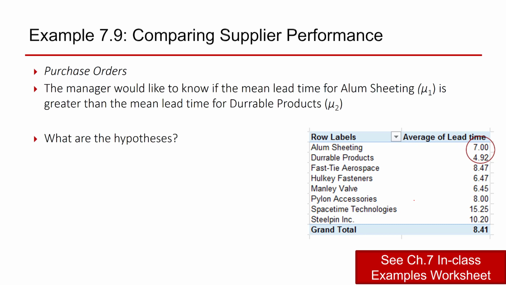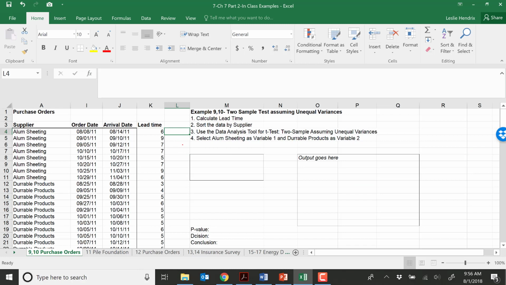So we're going to do an example to start off with. We're going to jump over to your Excel spreadsheet. We're going to investigate whether the mean lead time for alum sheeting is greater than the mean lead time for durable products. Okay, so here we are on our in-class examples workbook, and I have it open to this example tab for 9 and 10.